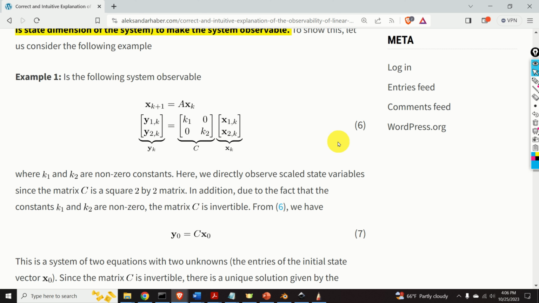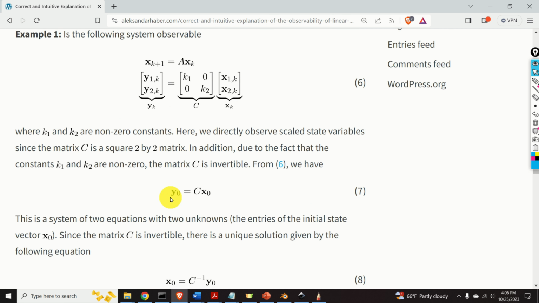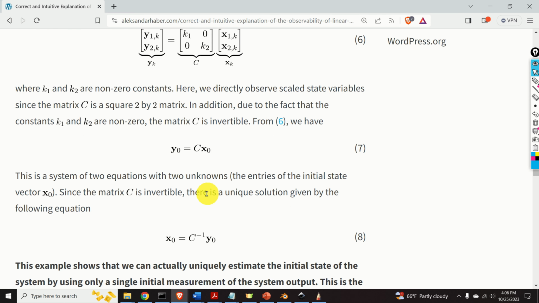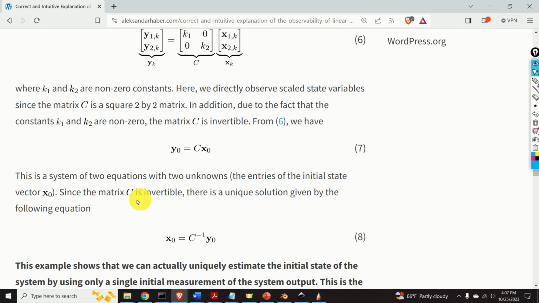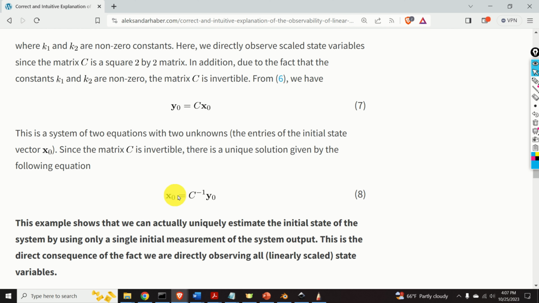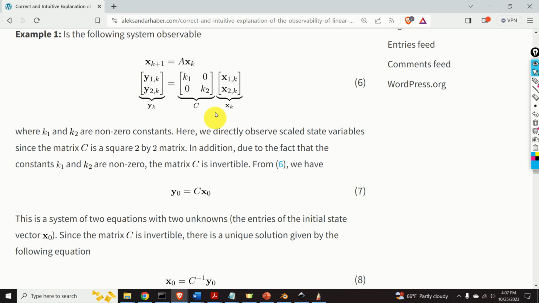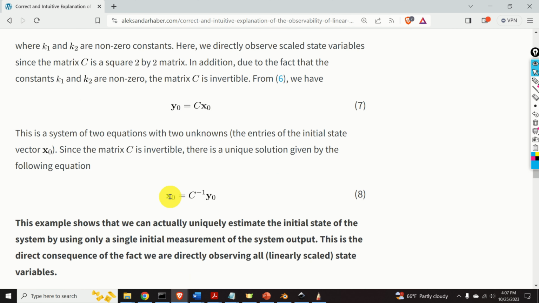And consequently, from equation 6, we can write this equation. By just substituting y0 here, we obtain this equation, and x0, of course. This is a system of two equations with two unknowns. The unknowns are the entries of x0. Since the matrix C is invertible, there is a unique solution of this system, and it's given by this equation. And consequently, we observe the following. We can observe the initial state by taking only a single sample, y0, of the observed outputs.